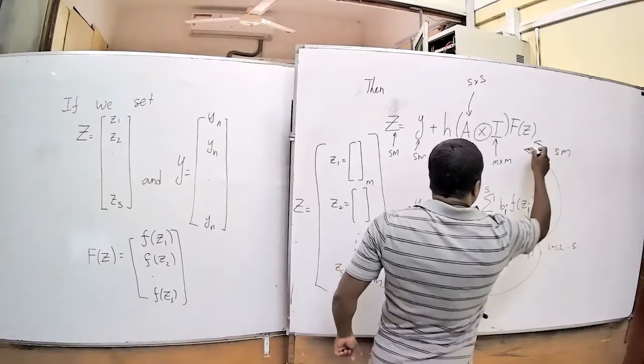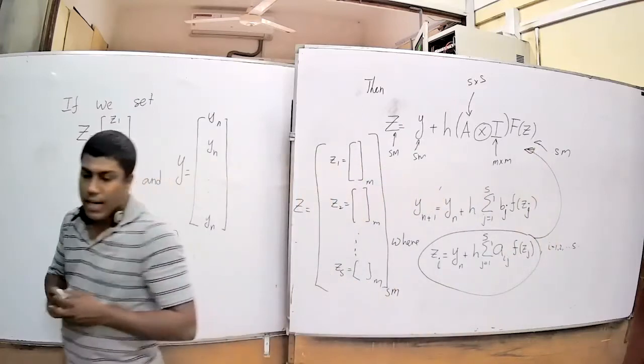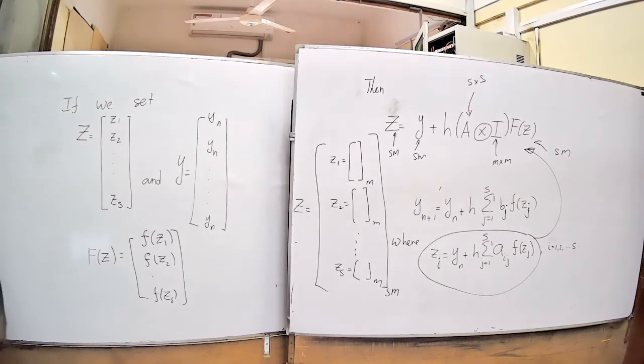Then eventually you can put this system into a matrix form like this, in terms of the tensor product. That is what we write down here. Nothing else. Just put all the vectors together and write them in tensor product form, and then rewrite this into a single matrix equation. Basically, it is a vector of size SM equal to another vector of size SM plus h.